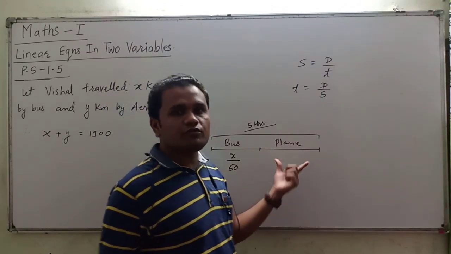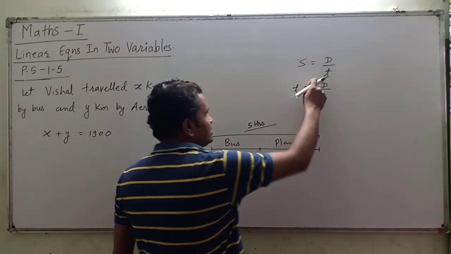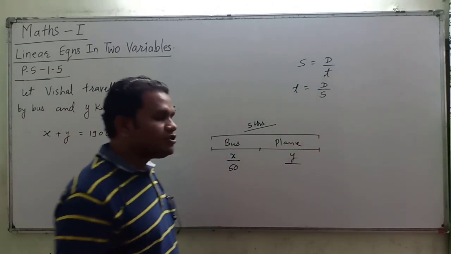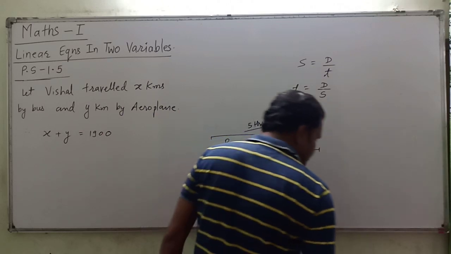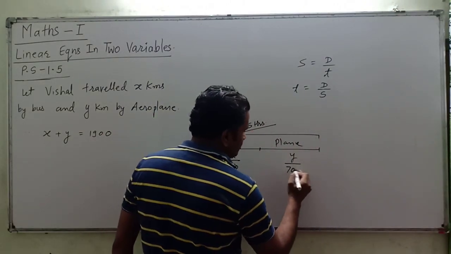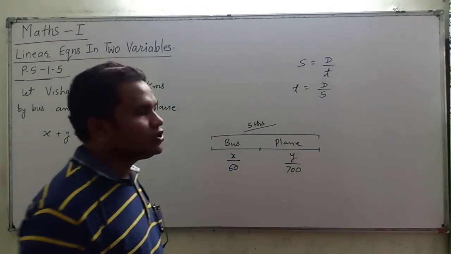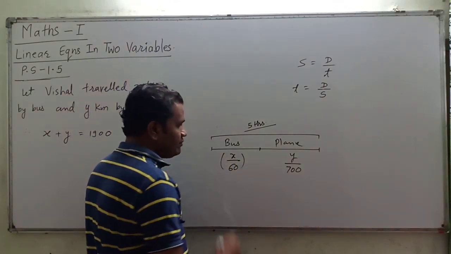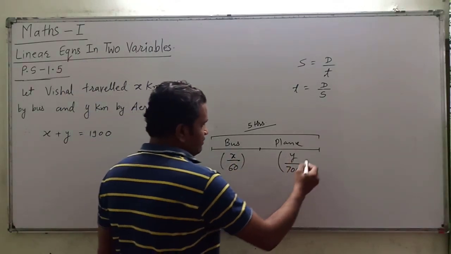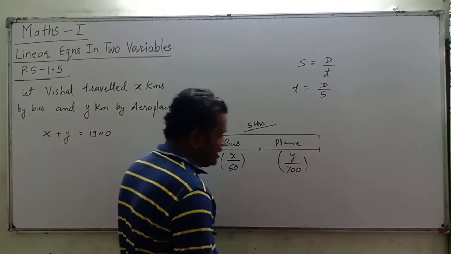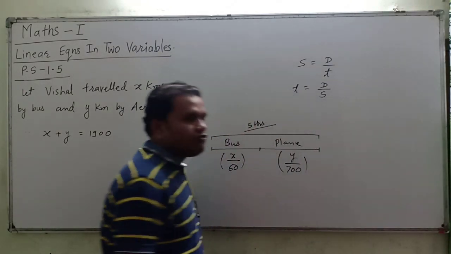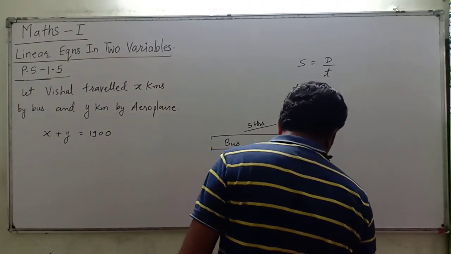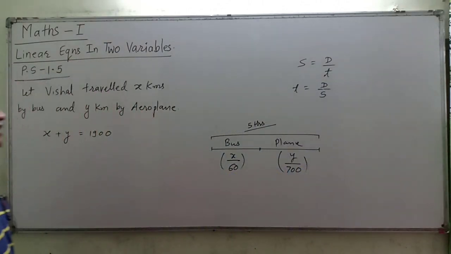Similarly, in case of aeroplane, the distance upon speed, distance is y, and the speed of the aeroplane was 700. So this is the time taken by bus, this is the time taken by plane, and the total time taken is 5 hours. Okay, it takes 5 hours to complete the journey.